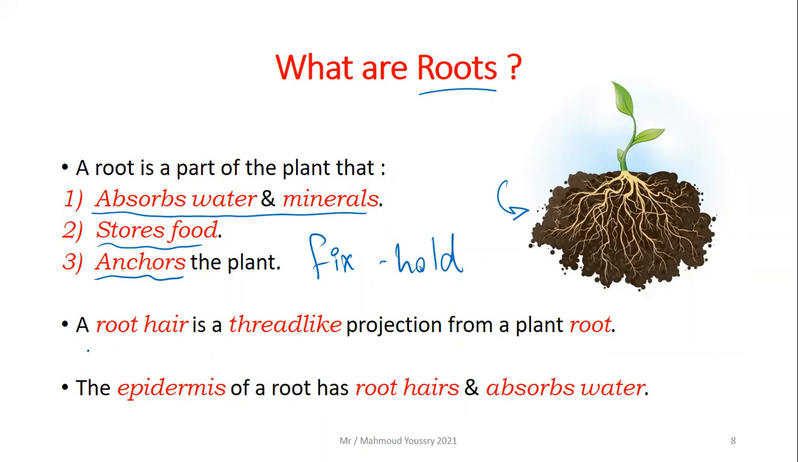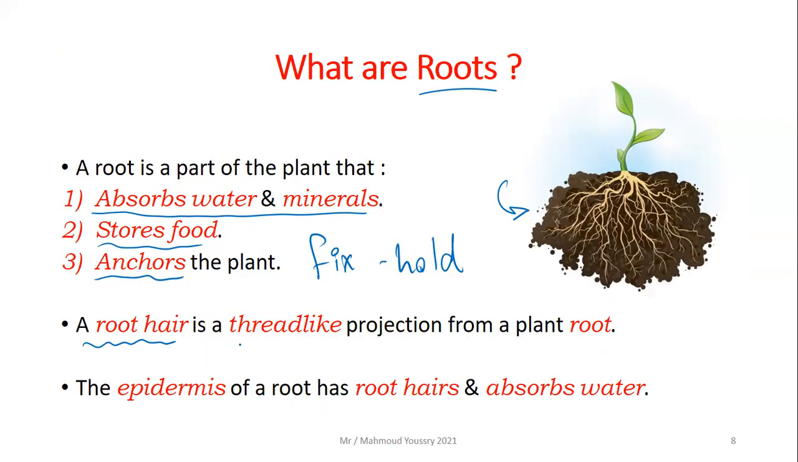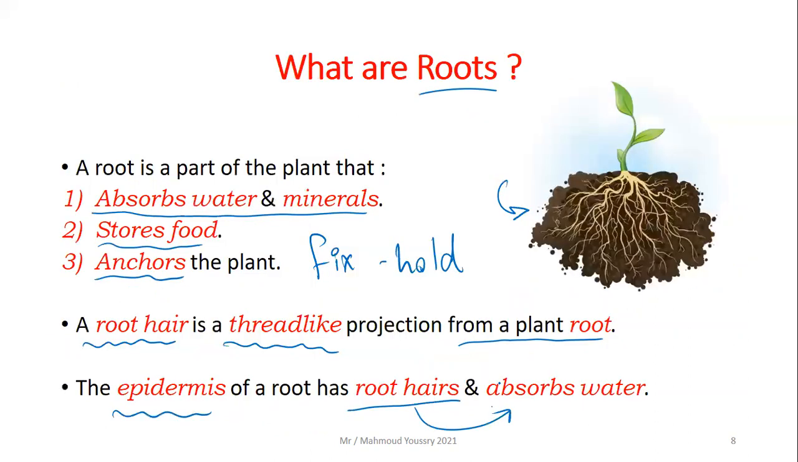Actually, there is a special structure in the root called root hair. Look at it. These are root hairs. What about them? A root hair is a thread-like projection from a plant root, so it comes out from the plant root. This is great. The epidermis of a root has root hairs that absorb water. So these root hairs help in absorbing water. They come out of the plant root from a special type of cells called the epidermis.